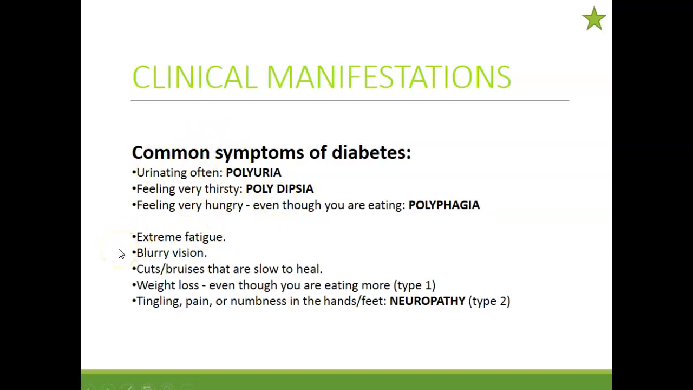Other clinical manifestations, extreme fatigue, blurry vision, slow to heal, could be weight loss despite eating more, particularly with type 1s. Type 2s, tingling, pain, and numbness in hands and feet with the neuropathy are a little bit more prevalent, but that's typically because of the insidious onset of it. It basically takes a lot longer for someone to be diagnosed, so that damage can occur. But you will have long-standing type 1 diabetics that will also have neuropathy as well. So I hope that makes sense.